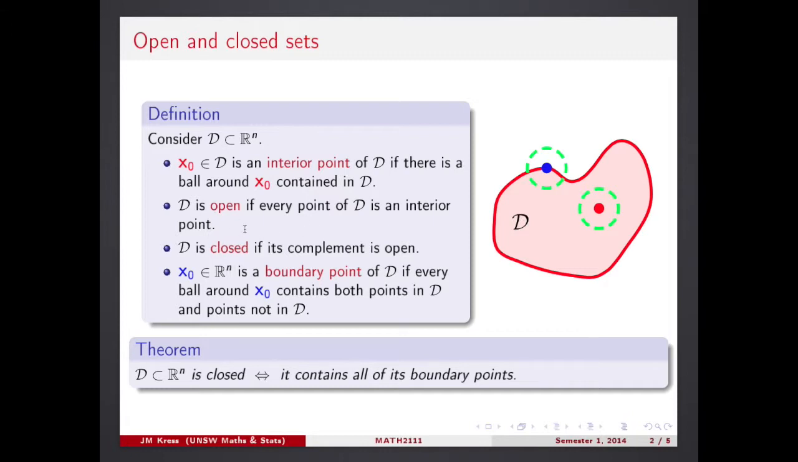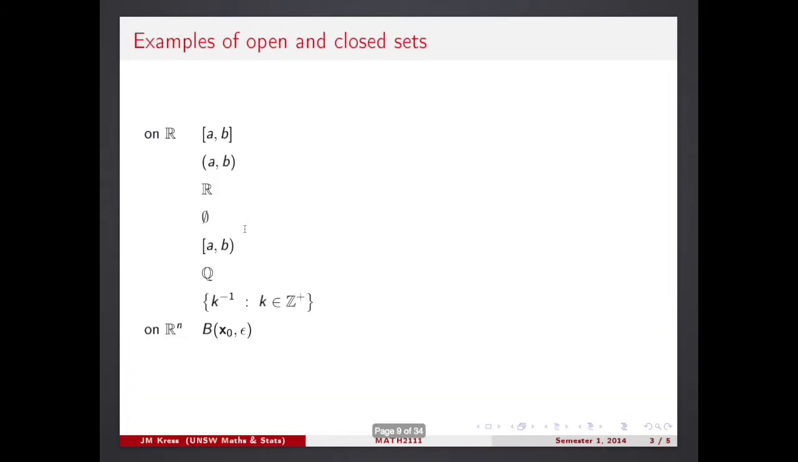The set is called closed if it's the complement of an open one. There's a short theorem which says a set is closed if and only if it contains all of its boundary points. That's the one just to remember. We're not going to discuss the proof of that.